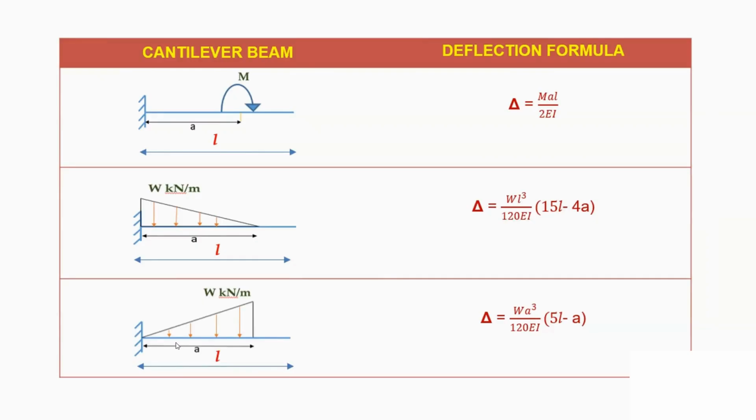Similarly, when we have the same uniformly varying load but up to some portion, varying from 0 to W, where 0 is at the fixed support and W is at some distance A from the fixed support, then the deflection formula at the free end will be equal to WA cube by 120EI into 5L minus A. So these are the deflection formulas for a cantilever beam when subjected to different loading conditions. The deflection formulas have been derived at the free end. So all these formulas are related to the free end of a cantilever beam only.